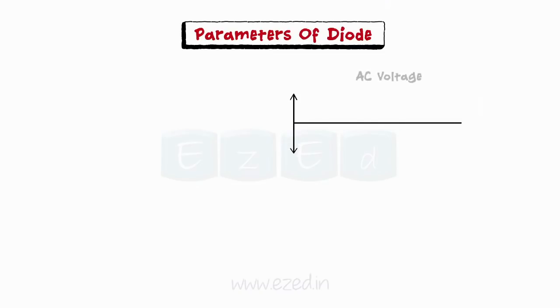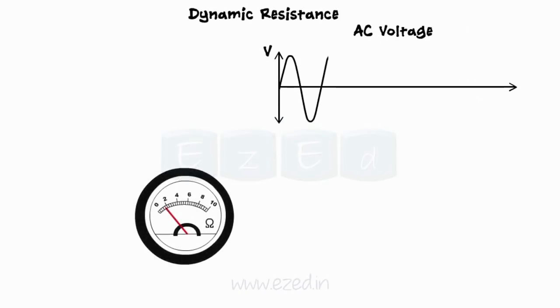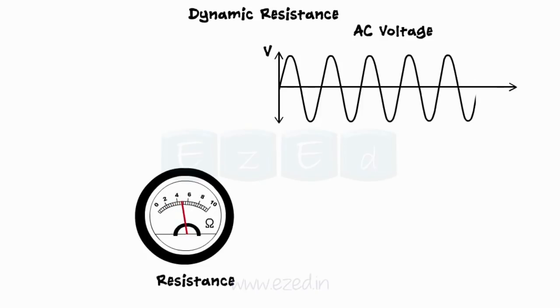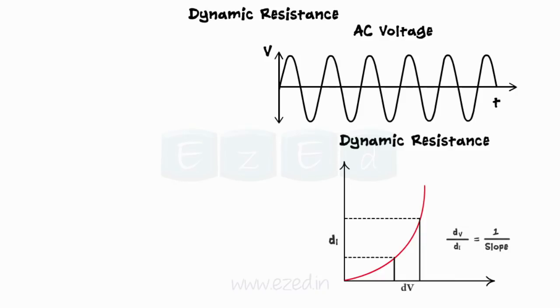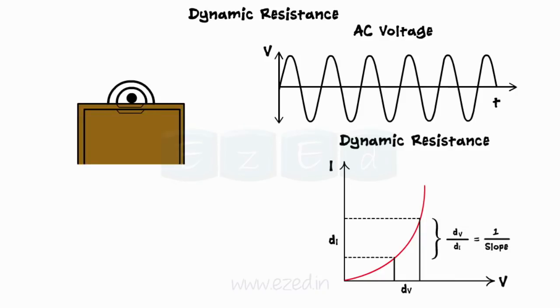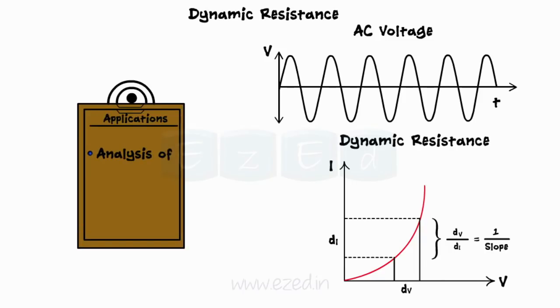When we operate the diode on an AC signal, its resistance does not remain the same as that of DC or static resistance. This is because AC signals continuously change in a sinusoidal manner along the axis, taking alternate positive and negative values. Thus, this resistance becomes dynamic in nature. This dynamic resistance is calculated as dV upon dI. It is an important parameter when we deal with the analysis of circuits that work on AC signals.